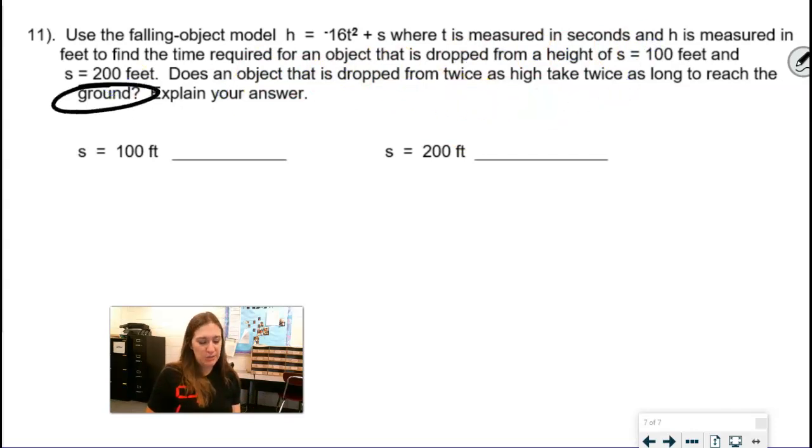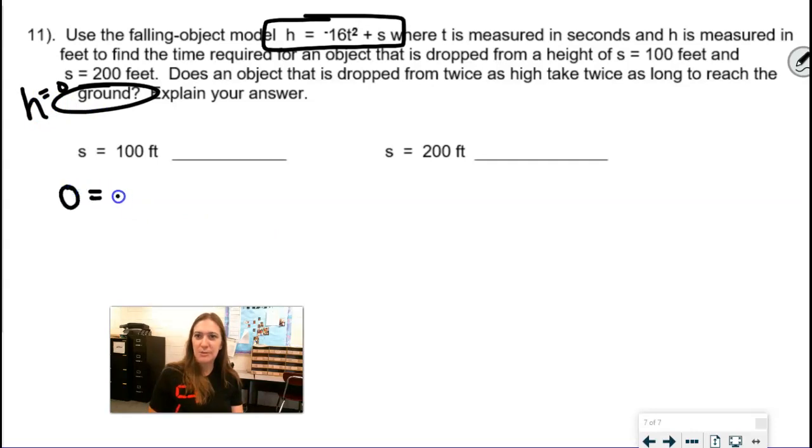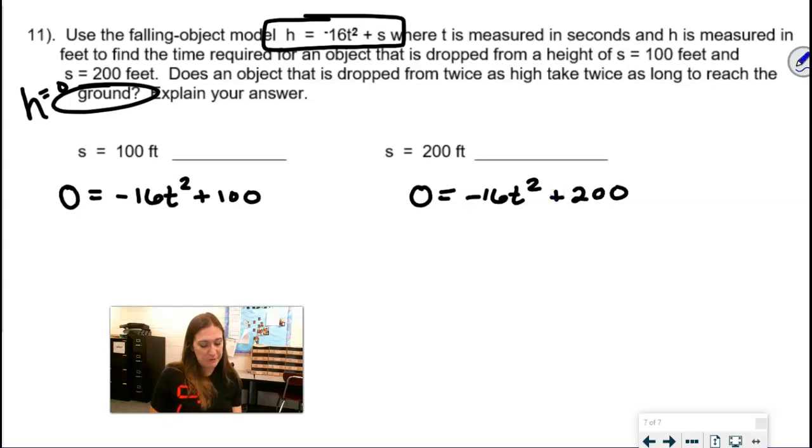Yes, the ground. So that means your final height or position this time. They switched variables on me. Oh, no, they didn't. Here's your formula right here. Your final height, they're using a lowercase h this time, is going to be 0. So if I set up my problem, I'm going to say 0 equals negative 16 t squared plus 100. And over here, 0 equals negative 16 t squared plus 200. So think to yourself, is it going to be twice the time?